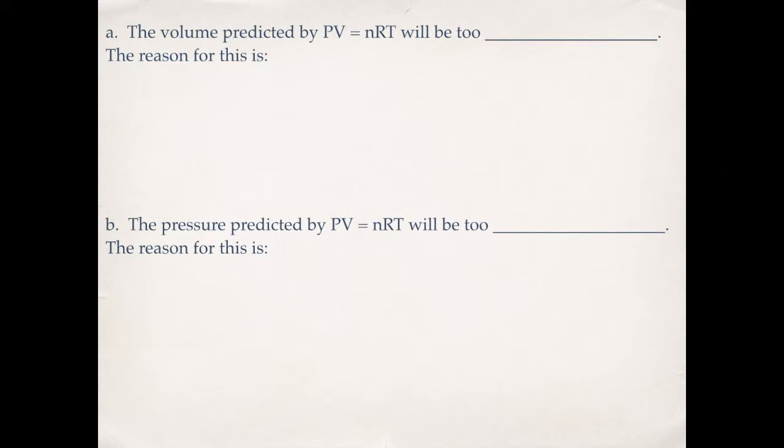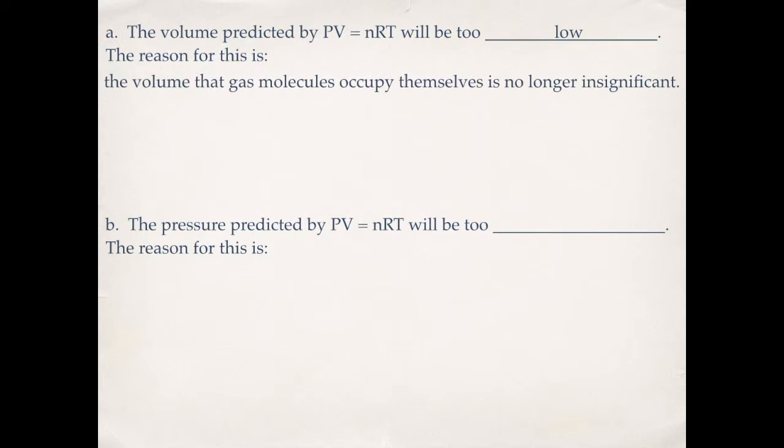All right, so we're going to look specifically at volume and pressure and how they deviate from what we predicted with the ideal gas law. The volume that's predicted by the ideal gas equation is going to be too low, meaning that the volume of a real gas is actually larger than that predicted by the ideal gas equation. The reason why is that the volume that gas molecules occupy themselves is not insignificant, and therefore it takes up volume, and therefore the volume of the real gas is larger than what is predicted by an ideal gas law.